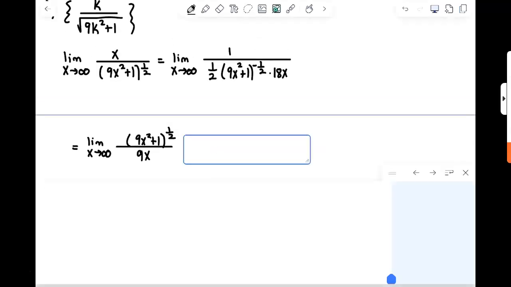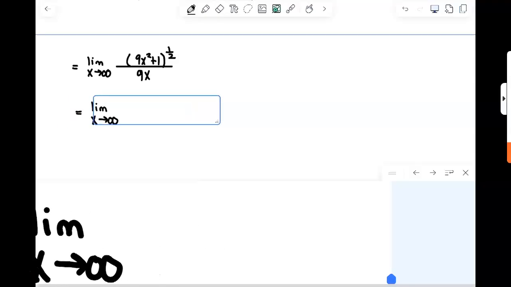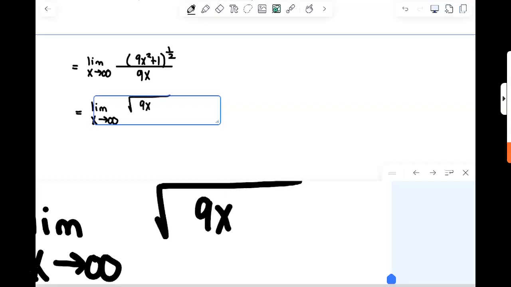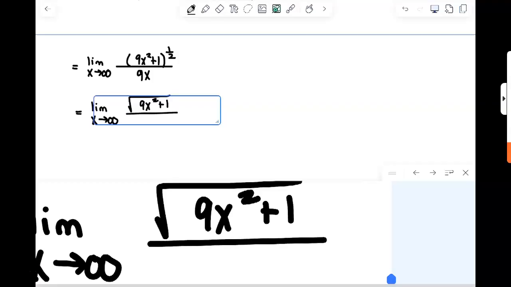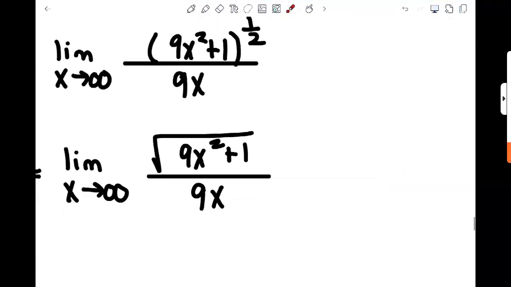The other approach actually requires me to think of it more as the square root. So I'm just going to rewrite this as a square root. Limit as x goes to infinity of the square root of 9x squared plus 1 all over 9x. As I look at this, the bottom is degree 1. The top has an x squared, but it's inside a square root, so that's kind of like degree 1 as well. So what I need to do is get something to cancel out.